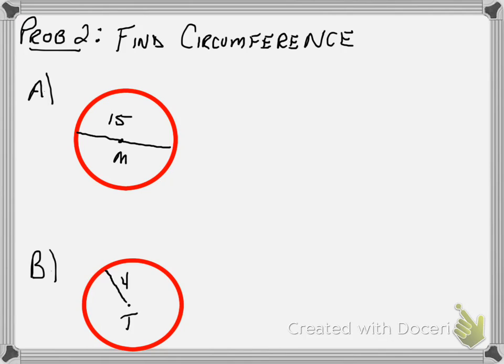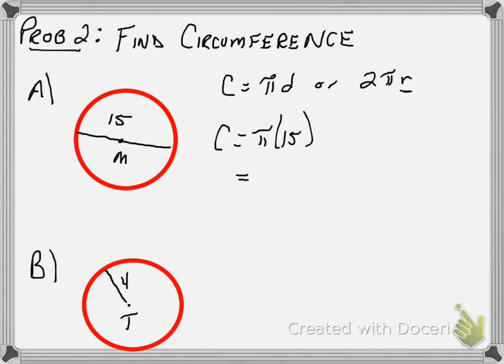Problem 2 is finding the circumference of circles. Circumference is basically the perimeter of your circles. So this is kind of along the same lines as the first one. If you remember from a couple of slides ago, circumference equals pi times diameter or 2 pi r. Really the same formula. The radius is just half the diameter anyway. So in this one, they give me the whole diameter. So the circumference of this one is just going to be pi times 15. And if you're using exact terms, you would just write that as 15 pi.